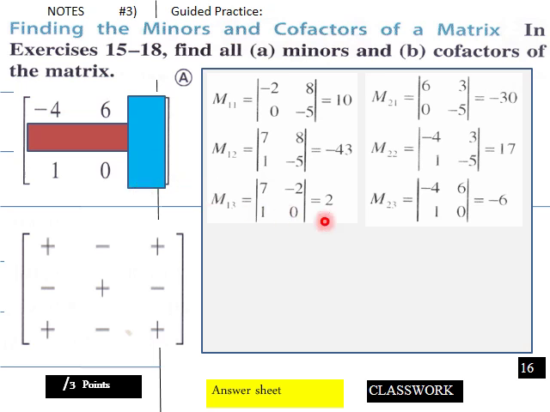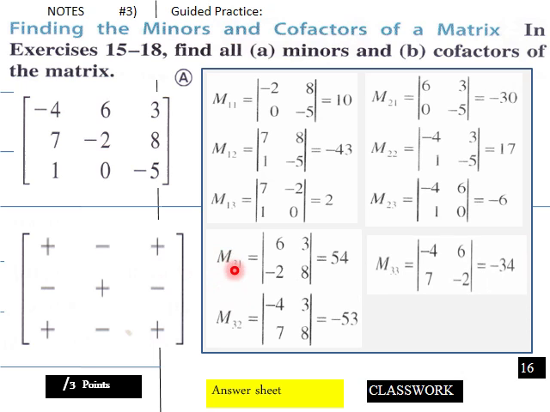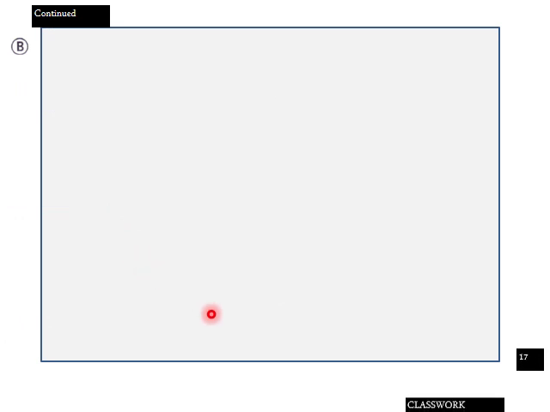And then for M23, we have negative 4 and 6, and then 1 and 0. So this would be negative 4 times 0 would be 0, and then 1 times 6 would be 6 here. I don't know how they're getting negative 6. Oh, because it's minus. So that's my bad. Okay, so you subtract here. Then for M31, row 3, column 1 here, I'm going to let you do that.